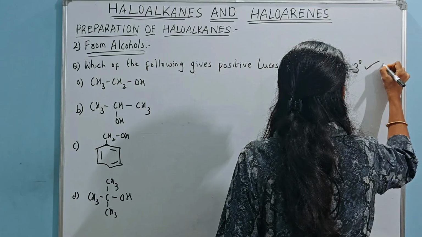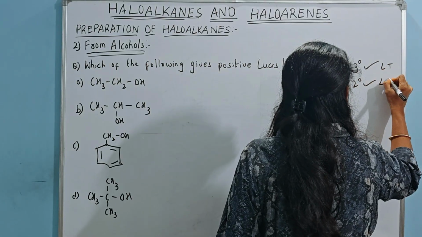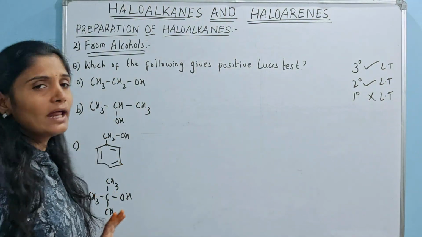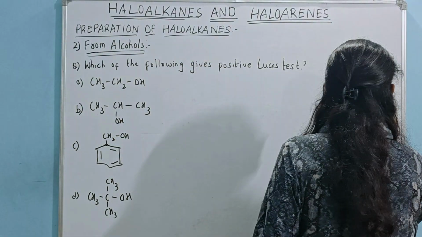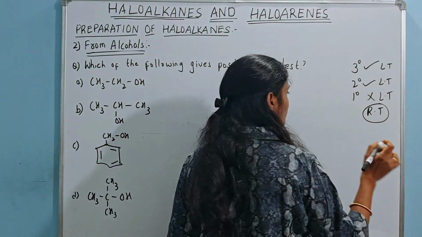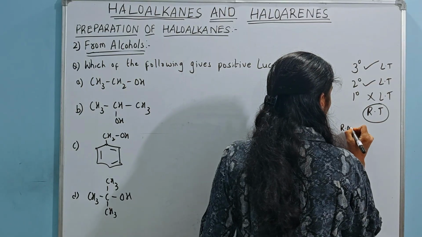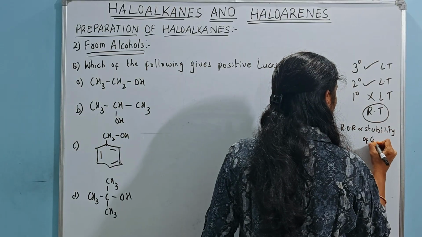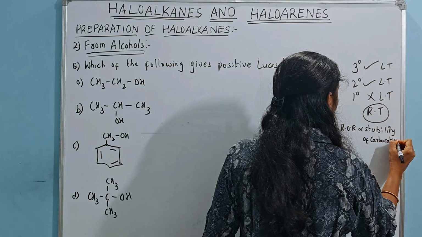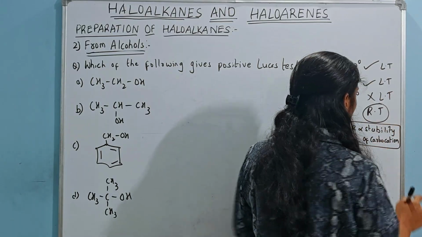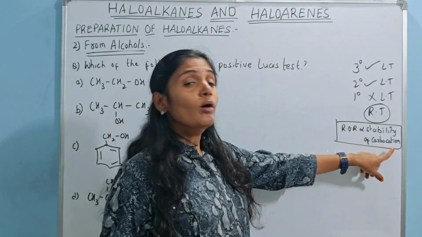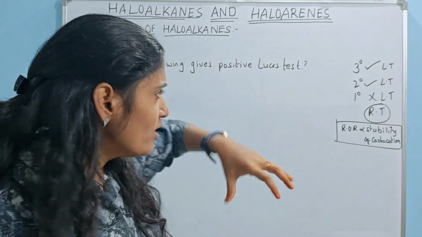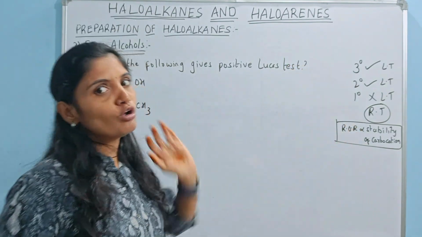So tertiary will give Lucas test, secondary also will give Lucas test, primary will not give Lucas test at room temperature. If nothing is given, I'll take it as room temperature. And a very quick reminder: rate of reaction is directly proportional to the stability of carbocation. So if the alcohol is producing a more stable carbocation, the rate of reaction will obviously be more, and it will give a positive Lucas test. Let us keep these things in mind so that we can solve this question properly.